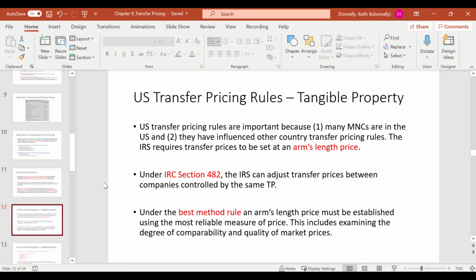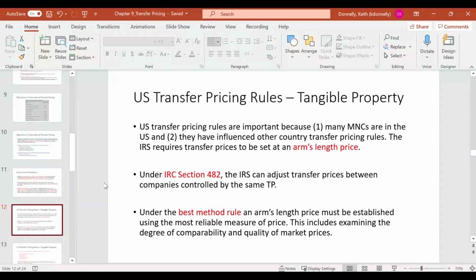So in the US, right, with regard to transfer pricing rules in tangible property, so A wants to sell tangible property to B, it's an intercompany transaction. It should be set, and the IRS says, at an arm's length price. You have to do it that way. And under IRC Section 482, they have the ability to come in and adjust the prices to reflect this fact. So if you don't use an arm's length price, they can come in and say, this is an arm's length price.